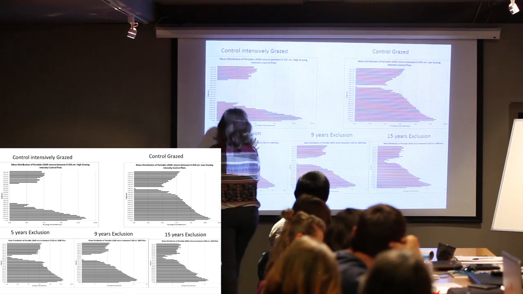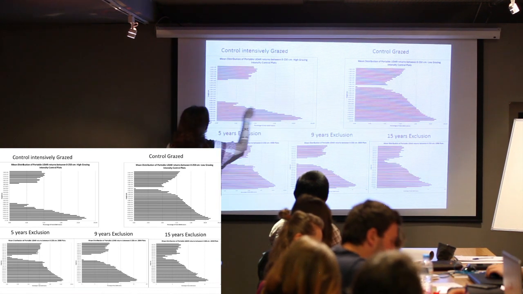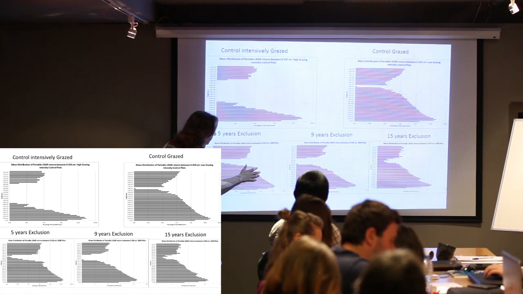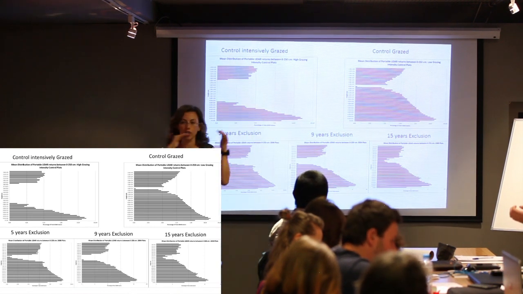And then here it's 5 years of exclusion. You start to have a lot of shrubs, and then you close the thing completely. So you can also take a lot of metrics.